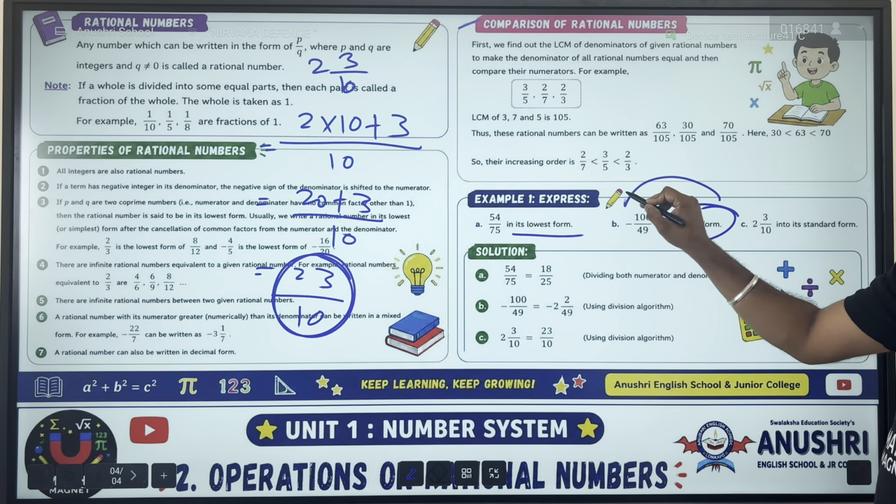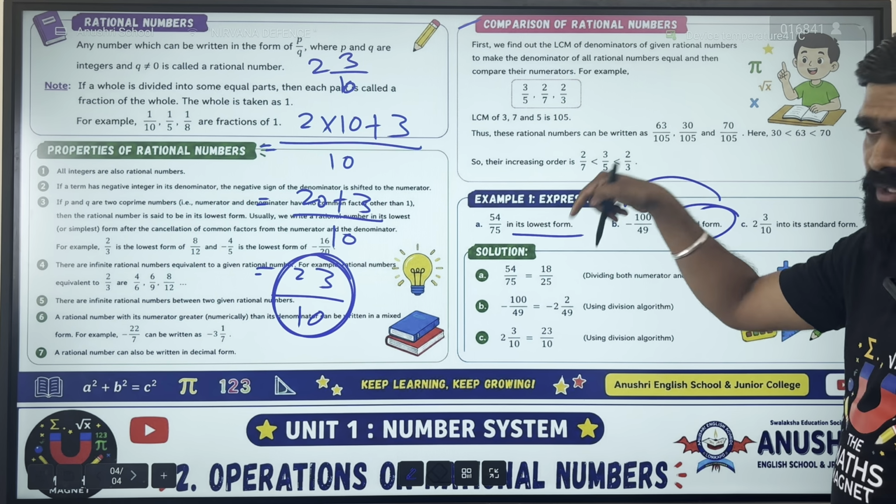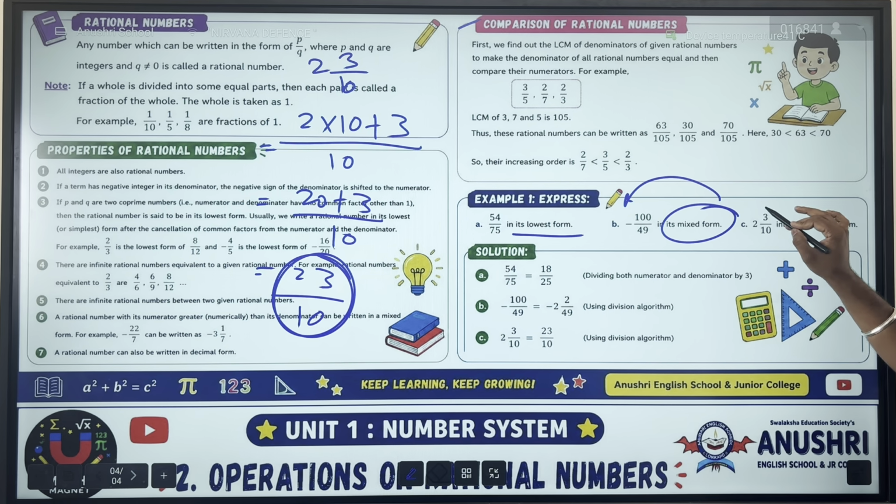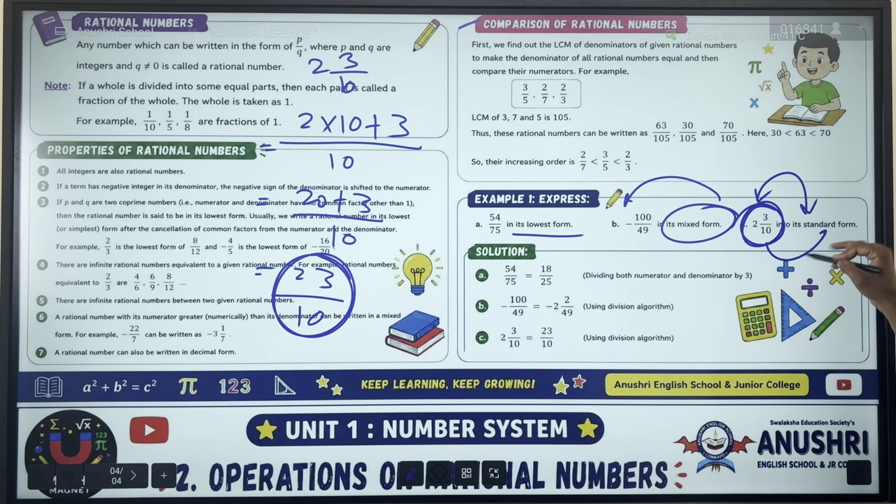We have converted the standard form into the mixed form also, and we have already converted the mixed form into the standard form.